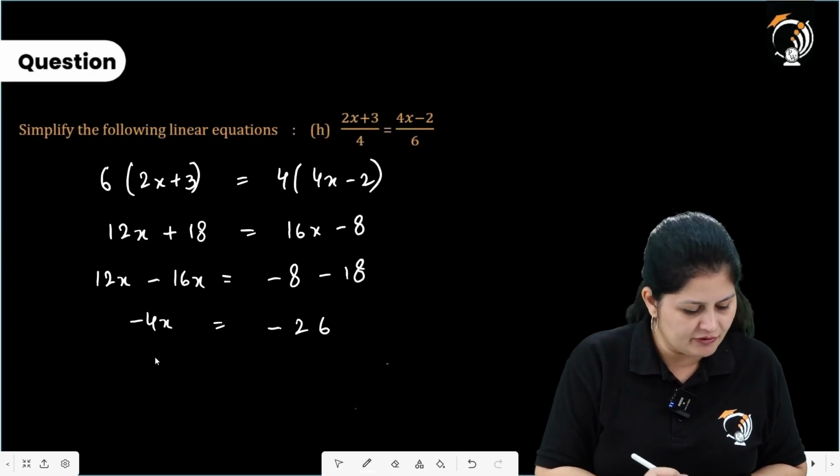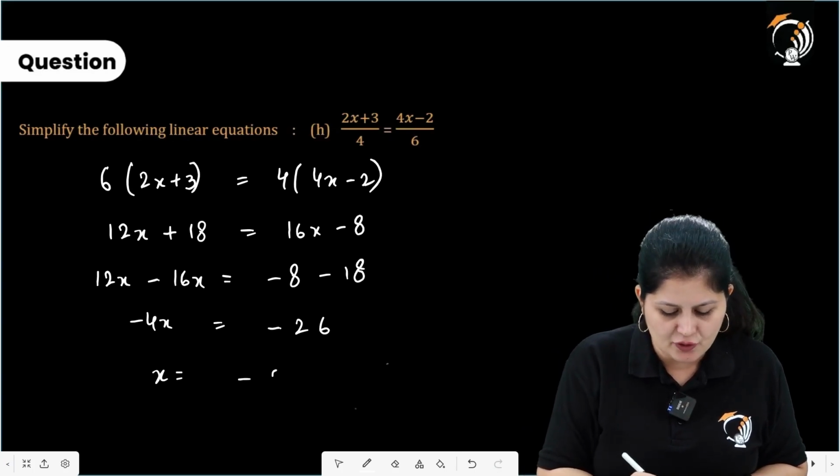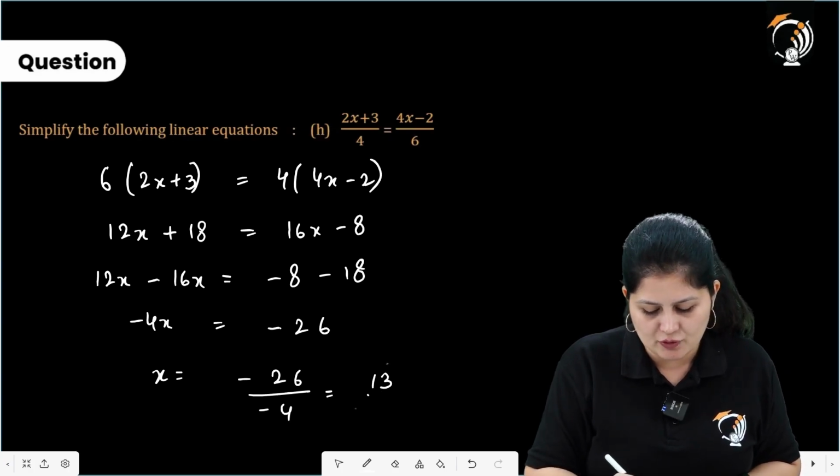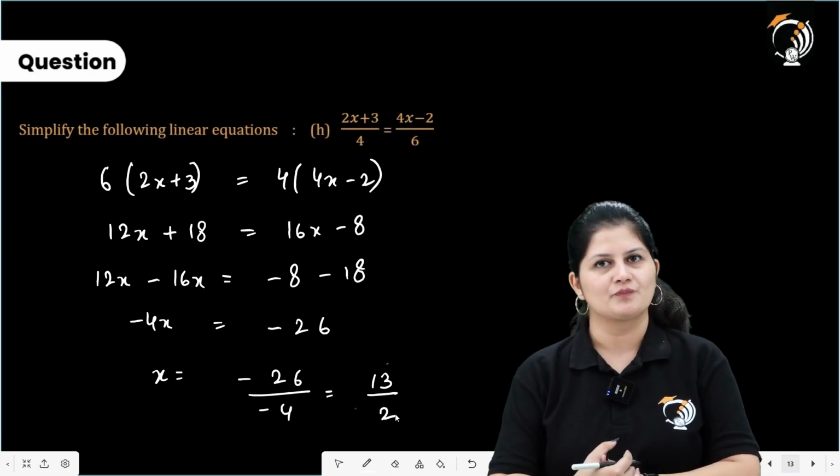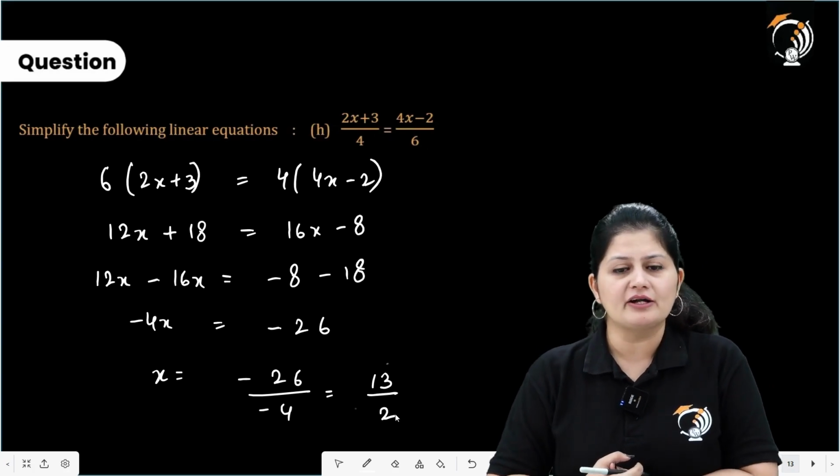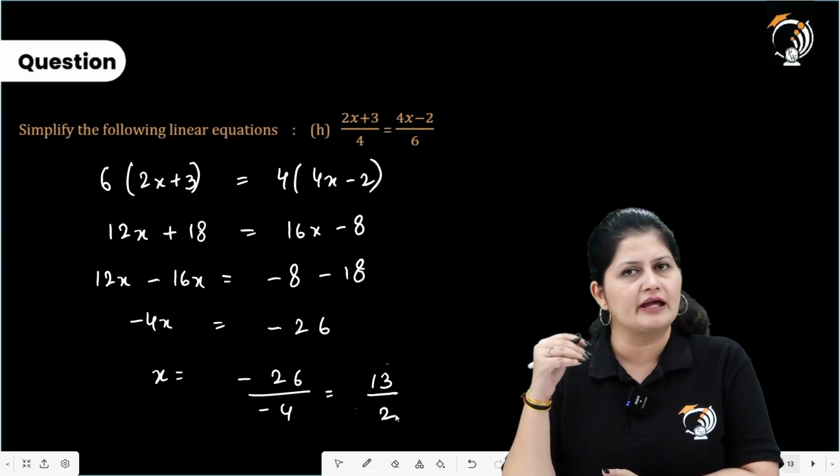Correct? So to find the value of x, that is going to be minus 26 over minus 4. Further, if we solve it, it is going to be equal to 13 over 2. Clear? I hope that we have understood how we are going to solve any linear equation.